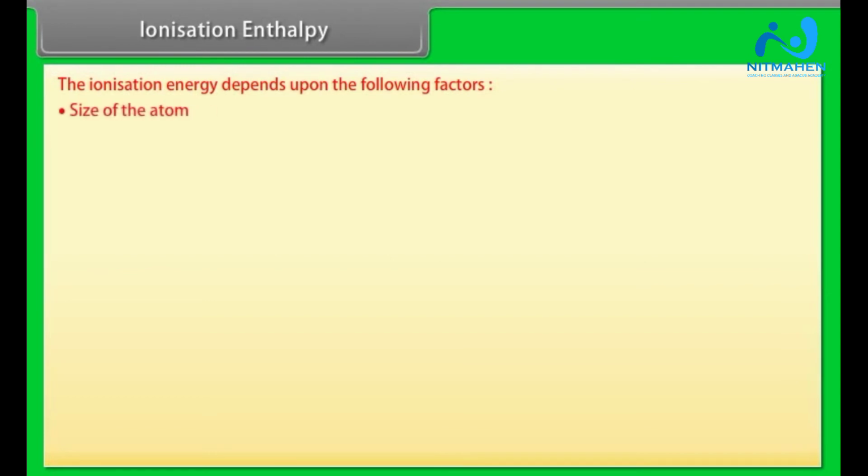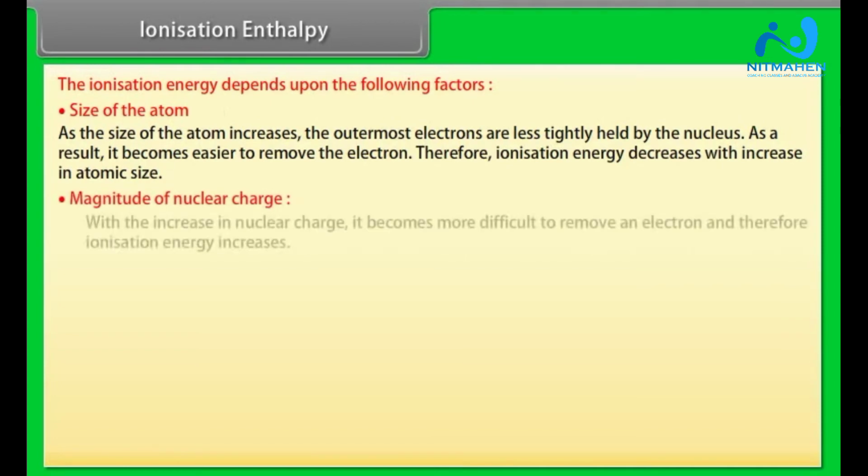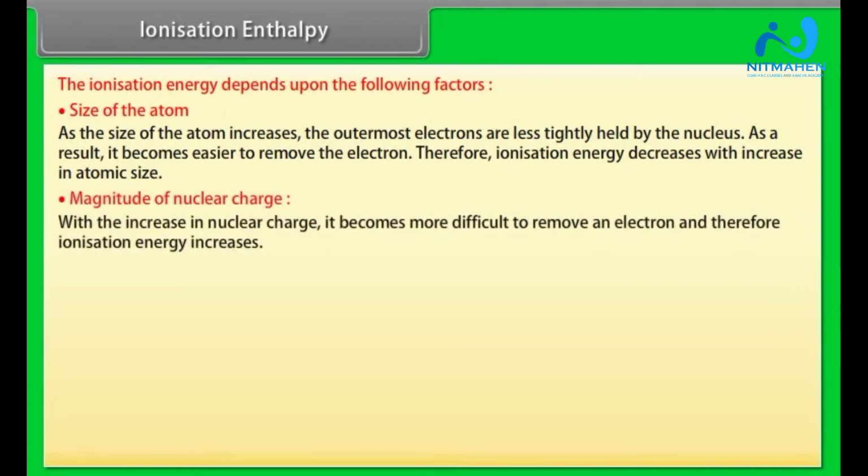Size of the atom. As the size of the atom increases, the outermost electrons are less tightly held by the nucleus. As a result, it becomes easier to remove electron. Therefore, ionization energy decreases with increase in atomic size. Magnitude of nuclear charge. With the increase in nuclear charge, it becomes more difficult to remove an electron and therefore ionization energy increases.